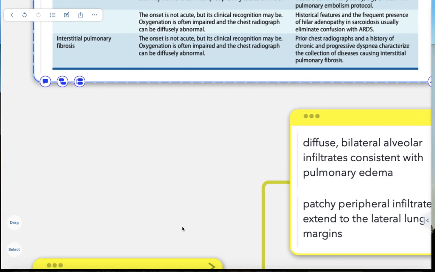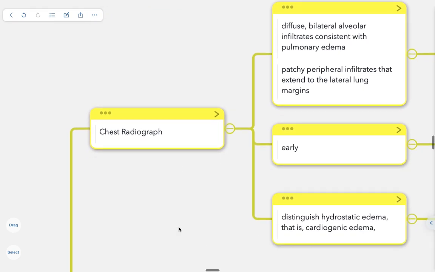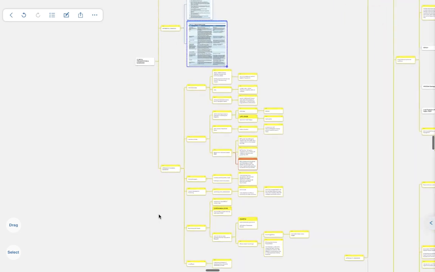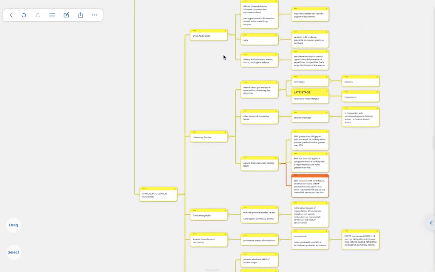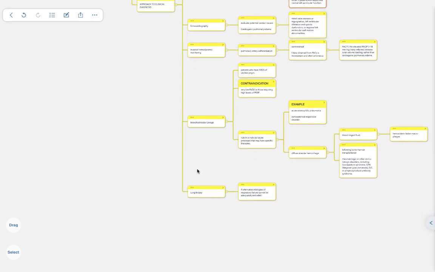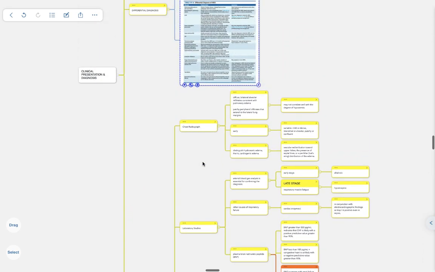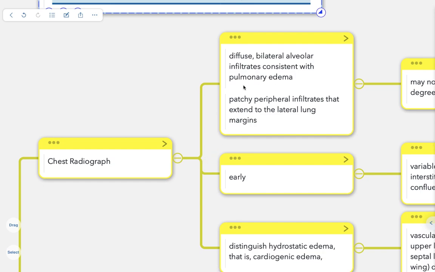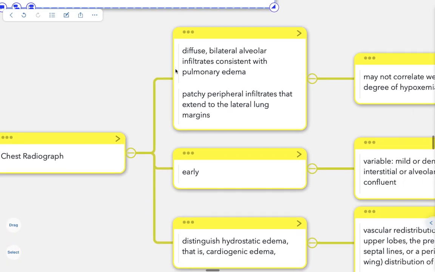Then, after discussing this, let's come to the laboratory investigations. Now, investigations in case of ARDS are further divided into radiological investigations, laboratory studies, echocardiography, invasive hemodynamic monitoring, bronchoalveolar lavage, and lung biopsy. Now, in the case of chest X-ray, a typical chest X-ray for ARDS would give you diffuse bilateral alveolar infiltrates consistent with pulmonary edema, and there are patchy peripheral infiltrates that extend to the lateral lung margins as well.